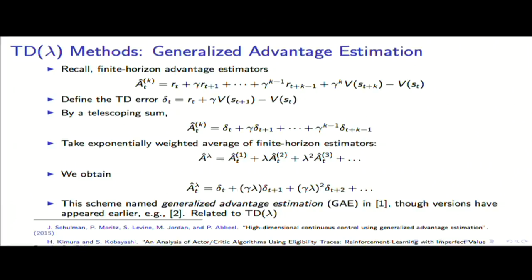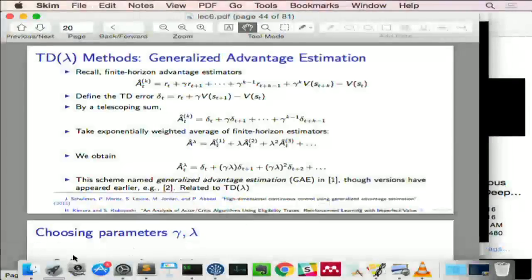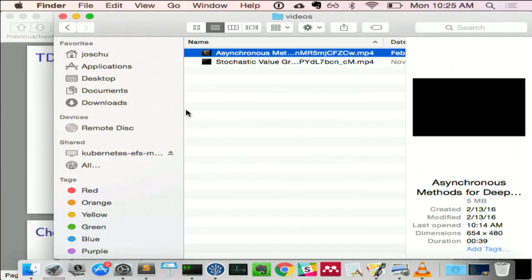It's appeared in a bunch of places, but not exactly in the same form. It's related to TD lambda, which is a way of doing value function estimation. People have been talking about TD lambda for a while, where you do a backup on the value function that involves this exponentially weighted sum. But people hadn't really used it so much in policy gradients. I'll show you a cool video.